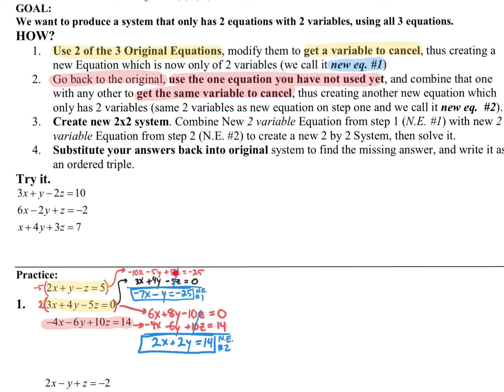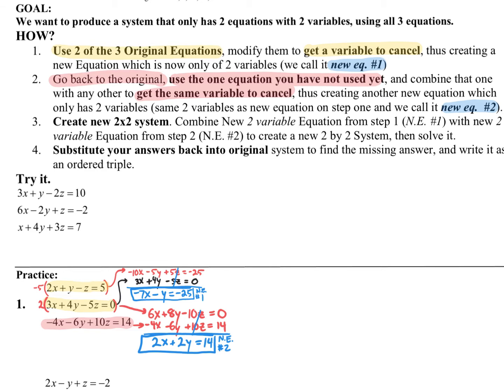So over here on the first step, we canceled out z's. I need this z to cancel out. So I just rewrote it. And over here, I modified it to get that z to cancel, producing my new equation number 2. So the whole purpose of the second step is to get new equation number 2 that has the same variable canceled using the one that we have not used. That's what we did. So here's step 1. Here's step 2. It's time for step 3.